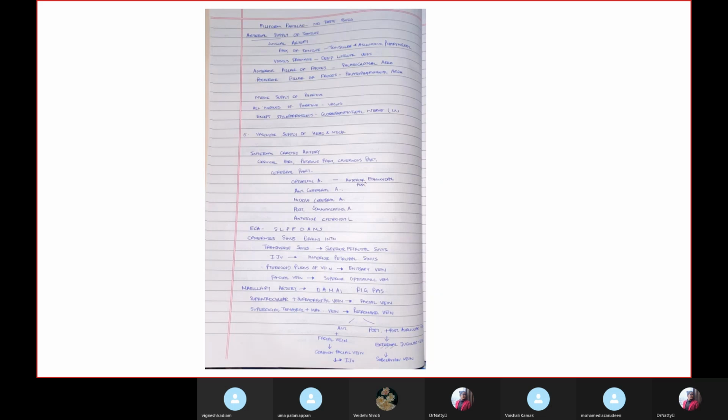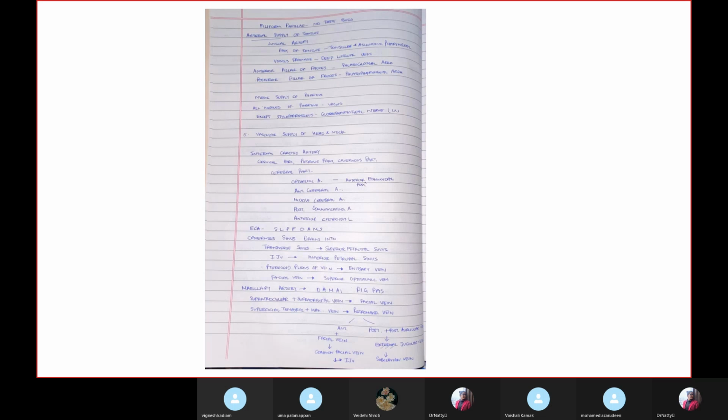Then we have muscles of pharynx. All the muscles of pharynx are supplied by vagus nerve except stylopharyngeus, which is supplied by glossopharyngeal nerve. Then the vascular supply of head and neck, internal carotid artery. The important branch from the internal carotid artery is ophthalmic artery. The branches of ophthalmic artery, there are many branches, but the important ones which we often forget is anterior and posterior ethmoidal artery.